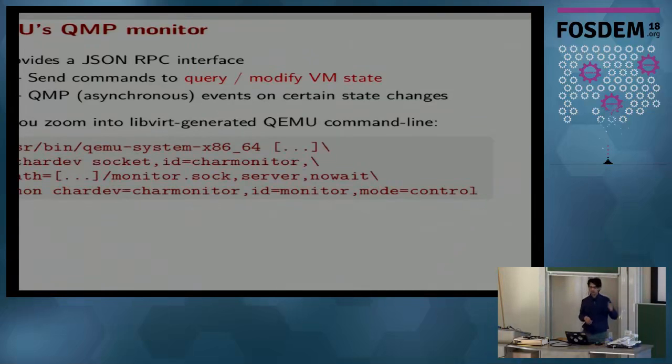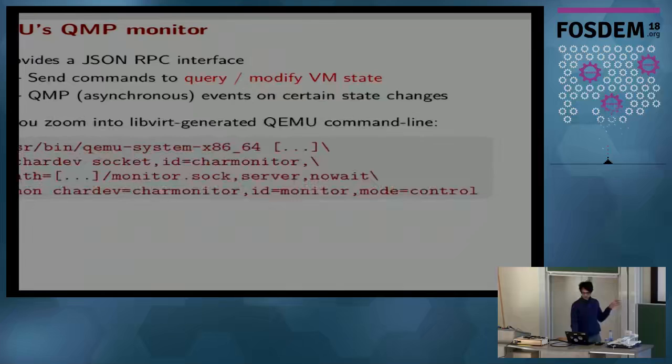QEMU offers this QEMU Machine Protocol, a JSON RPC interface through which libvirt interacts and sends commands back and forth to do various things. So you can send query commands to ask what the status of migration is, for example, or if there's a long backup operation going on, you can ask how much more information needs to be copied, and query existing block device jobs in progress, various things like that.